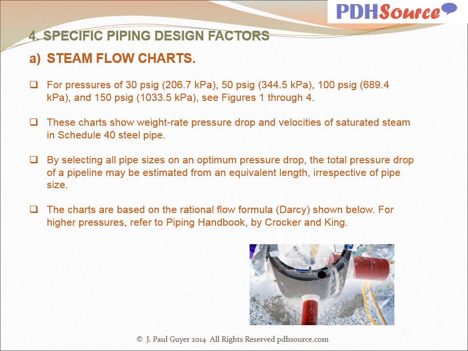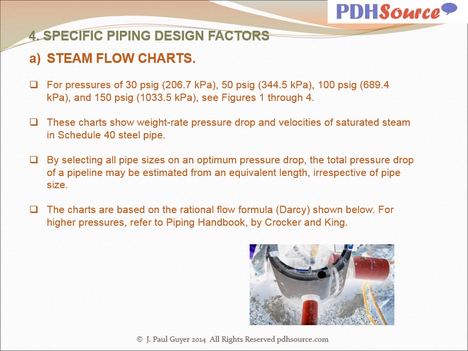Steam flow charts for pressures of 30 psig, 50 psig, 100 psig, and 150 psig. Refer to figures 1 through 4. These charts show weight rate, pressure drop, and velocities of saturated steam in Schedule 40 steel pipe. By selecting all pipe sizes on an optimum pressure drop, the total pressure drop of a pipeline may be estimated from an equivalent length, irrespective of pipe size.